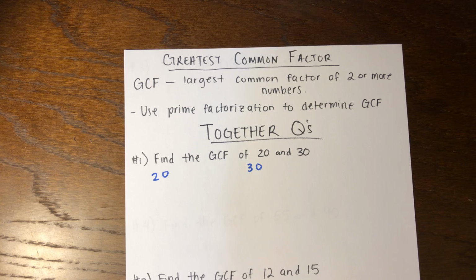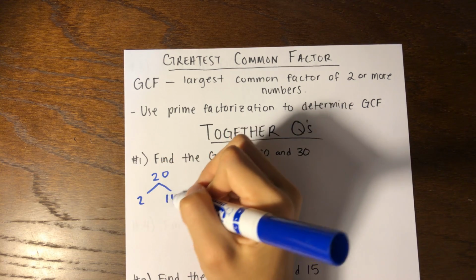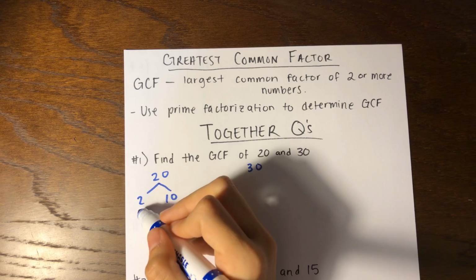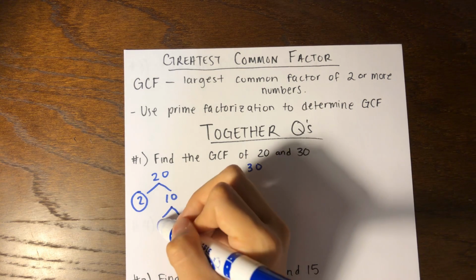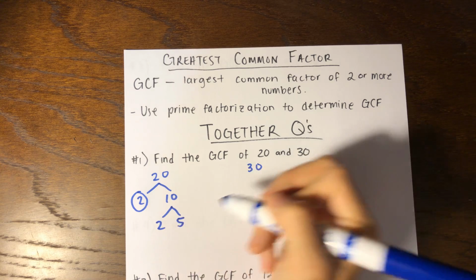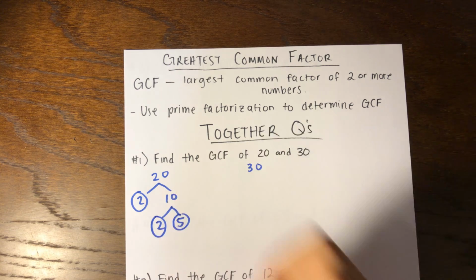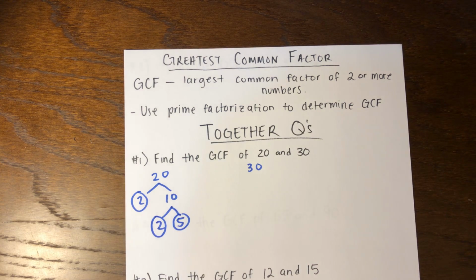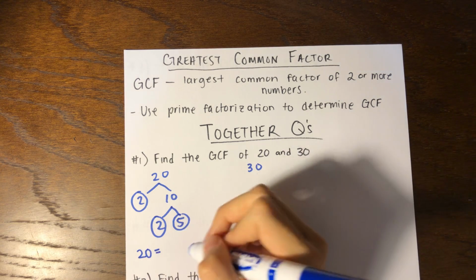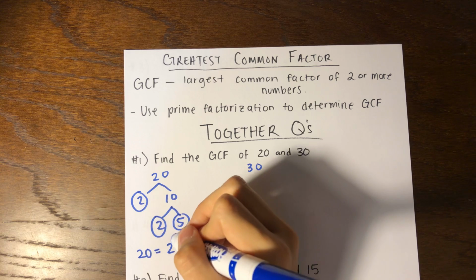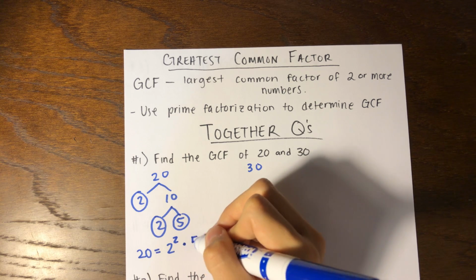For 20, we break it apart. We need to think what 2 numbers make 20, and I would think 2 and 10. You could also think 4 and 5. 2 is prime, so we're done with that one. 10 I can still divide by 2, which gives me 5. So I have 2, 2, and 5. So 20 is equal to 2, and there's 2 of them, so squared, times 5.